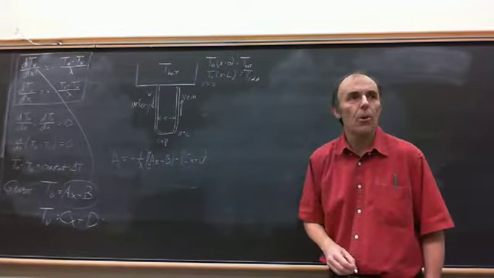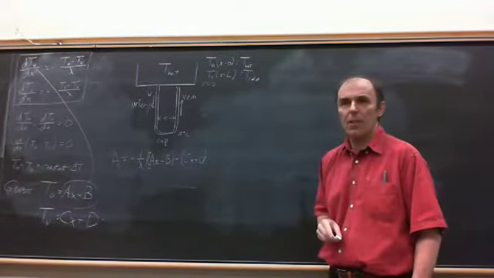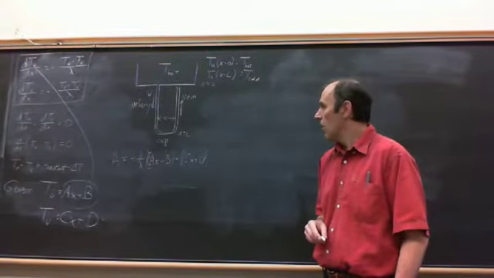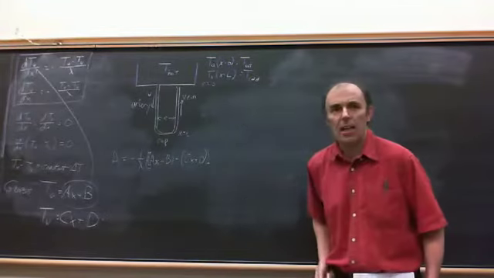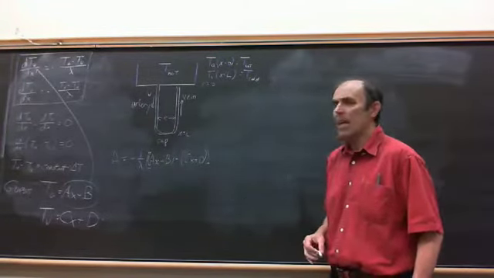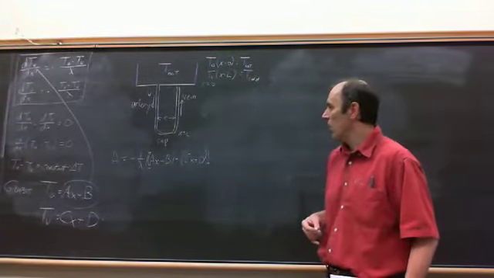This has to be true at all x values. So, I guess there's a bracket at the end of this. That has to be true at all x, not just any one x. So what's that say about the relationship between these parameters?